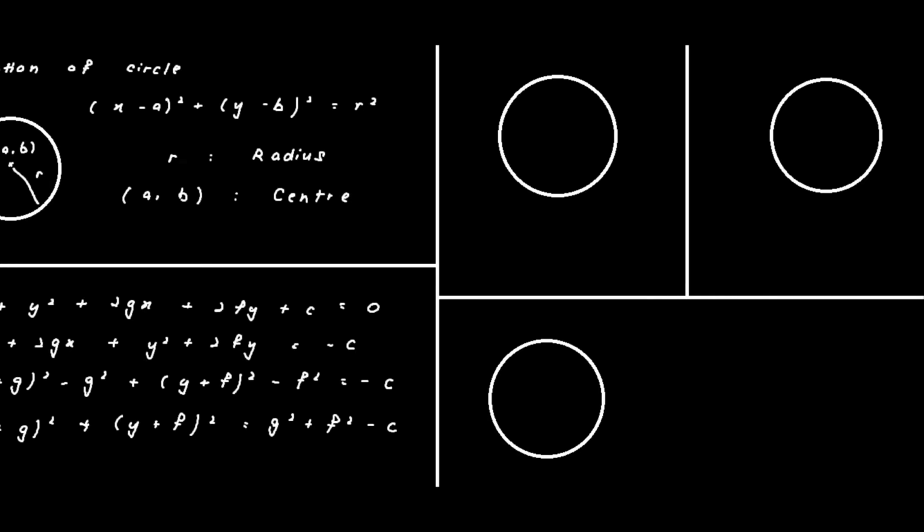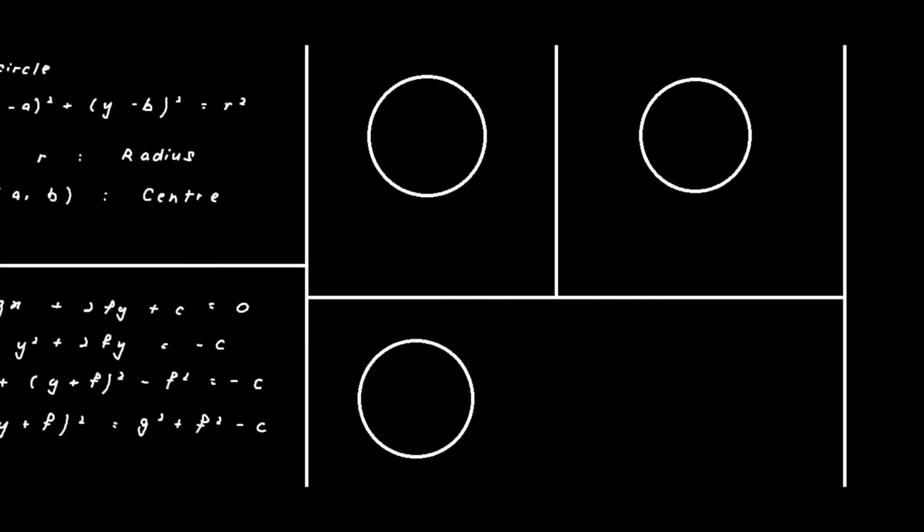Then the next thing we are going to look at is three properties of a circle. This will be helpful for you to solve some of the questions. The first one: if you have a circle and this is the center, and you have one tangent, a tangent is a line that touches the circle at one point only.